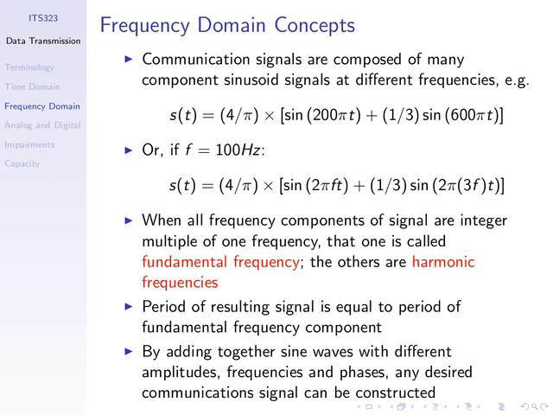This is just a generalized form of the first equation, where instead of saying f equals 100 hertz and the frequency of the second component was 300 hertz, we've replaced the frequency with some variable f. And in fact, that's what's plotted in the next slide. So it's just a general form: if f was equal to 100 hertz, then we get the equation 4 over pi sine 2 pi ft plus 1/3 sine 2 pi 3 ft, 3 times the frequency.